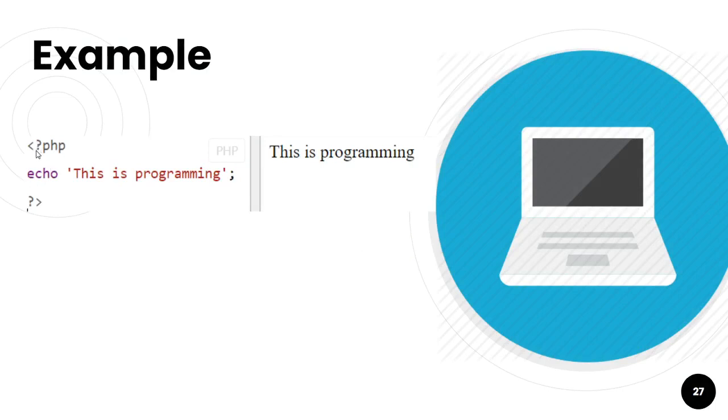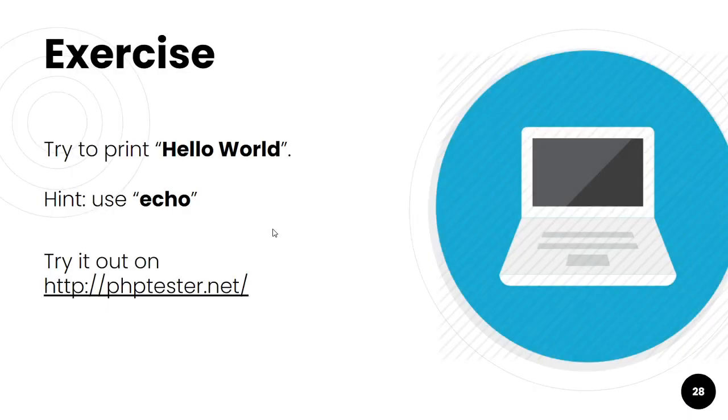Remember the question mark PHP and the closing tag, very simple. In between we have this command, echo. So what is echo? The echo command is basically telling your browser to print some text in PHP. So go ahead, give it a try. Hint, use the echo. You can try on this website, or you can try on W3Schools. There are some websites you can try out, but go ahead, you have a short moment. But I will move along.